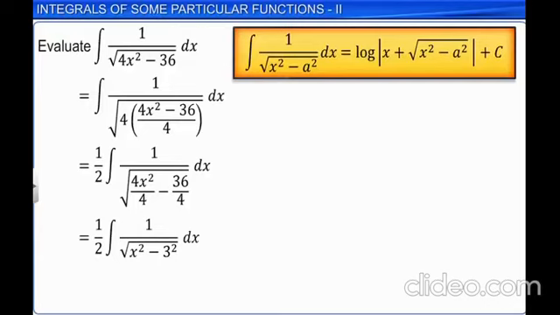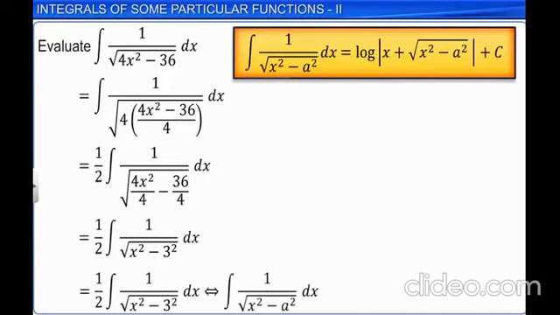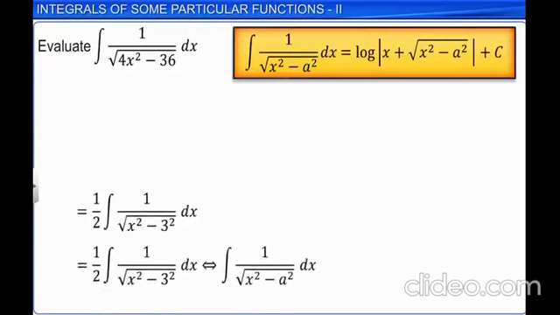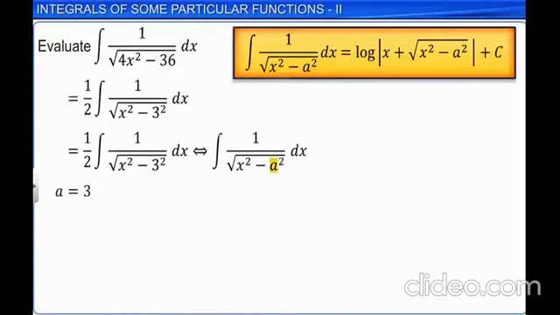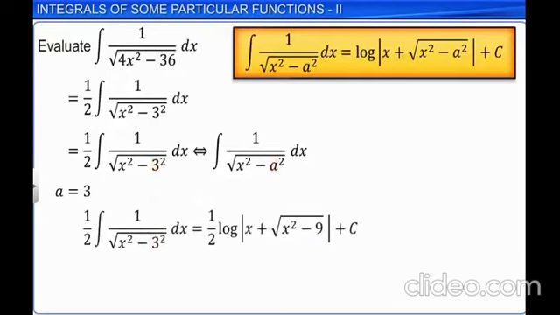Now the integral is in the standard form. Here a is equal to 3. Using the formula, the integral is equal to 1 upon 2 into log of (x plus square root of x square minus 9) plus the constant c.